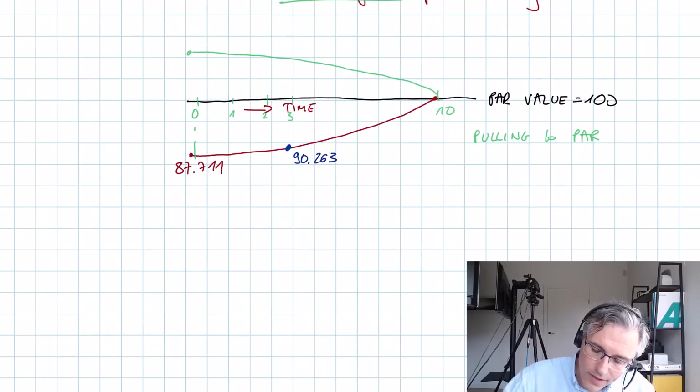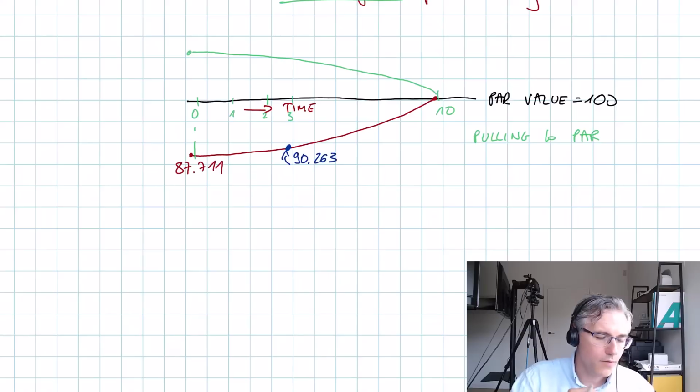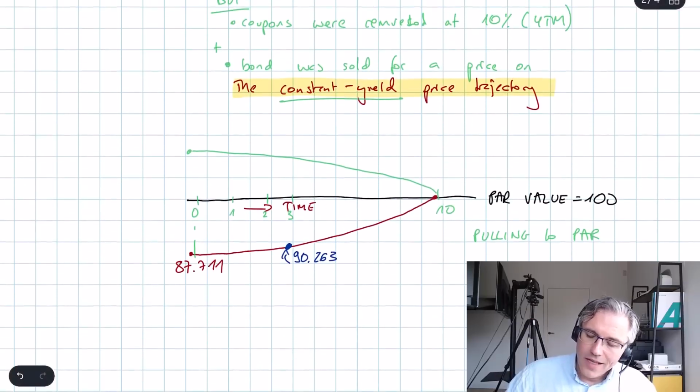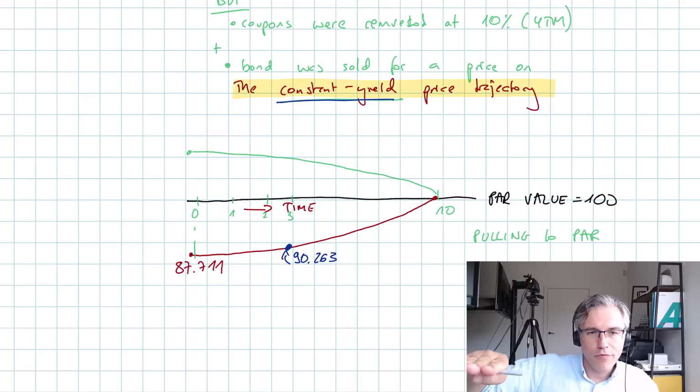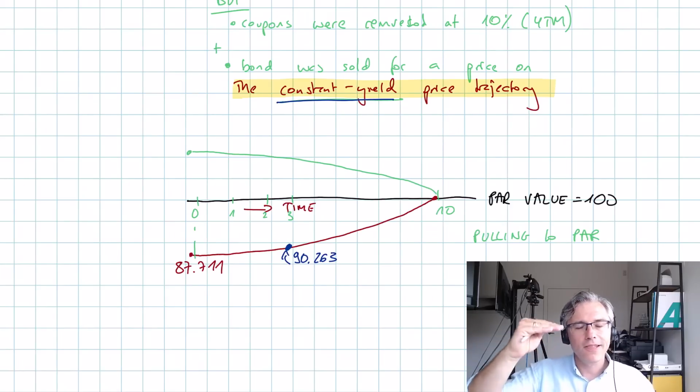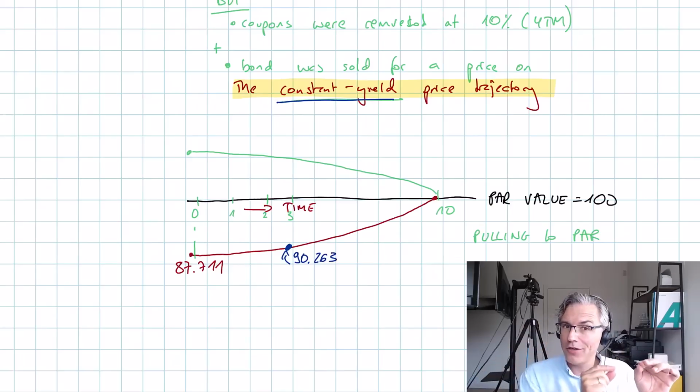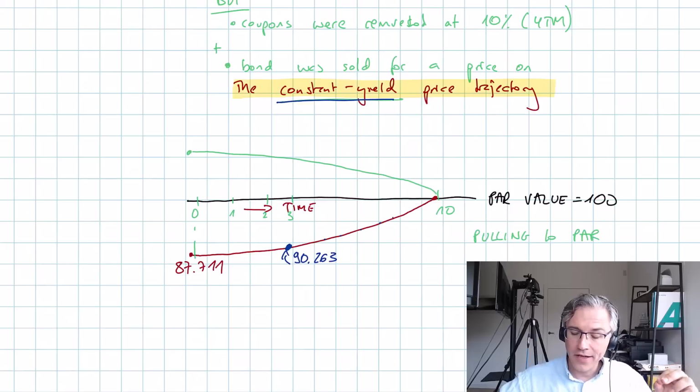It was calculated using the same yield assumption, using 10% as the yield assumption. So it was sold for a price that lies on the constant yield price trajectory. It's the price trajectory that we can draw if we assume yields stay the same and the only parameter we change is n. Over time, you'll see that price, that PV value, get closer and closer to 100. That's basically the idea, right?